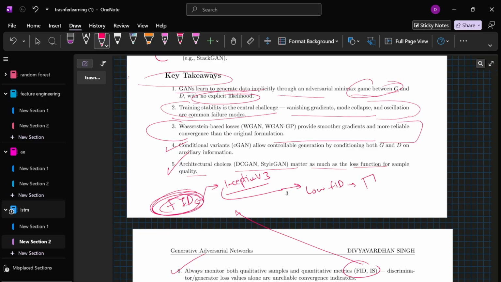Now there are two parts. A low FID means that the generated image features are closer to the real images. A high FID means that the generated samples look different from the real ones. So this is one thing that you can keep in mind.